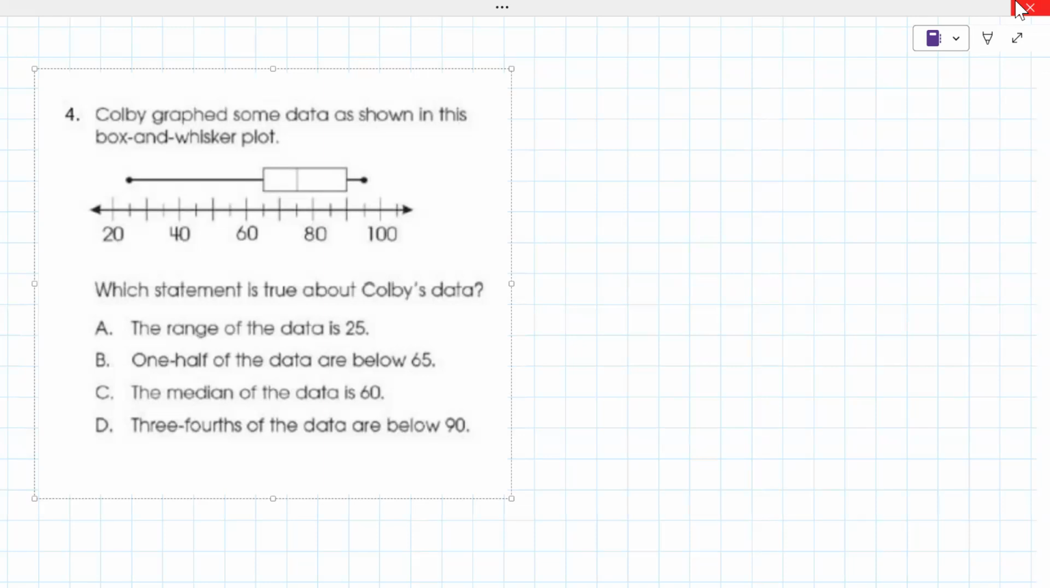All right. Frank, how are you doing on this one? Good. So one of the ways to do these problems is to actually calculate what the range is. And if it's not 25, then well, it's not 25.